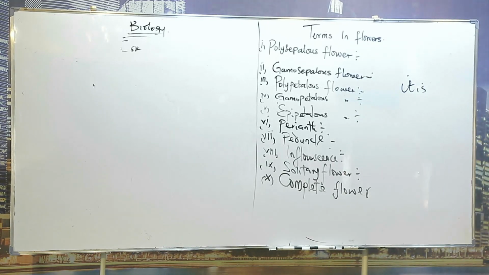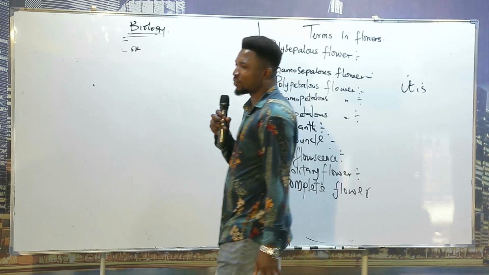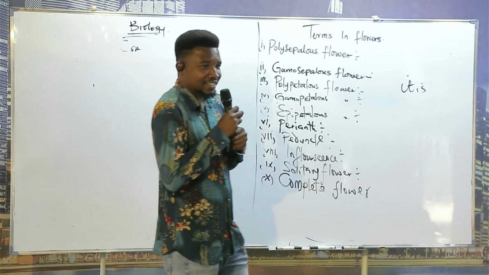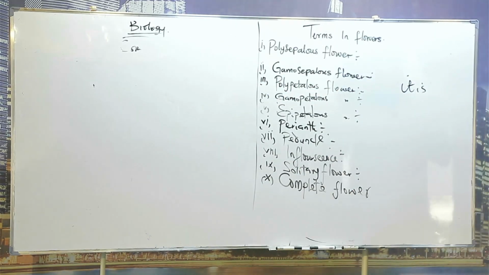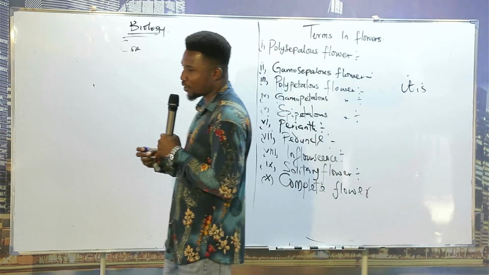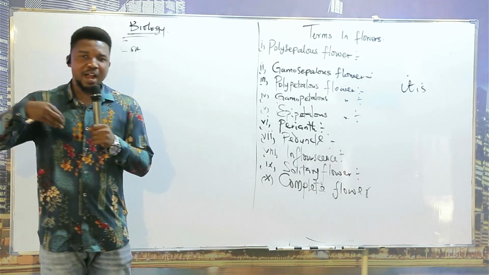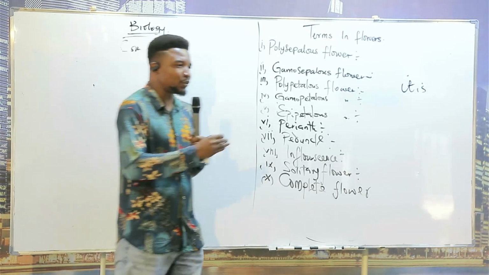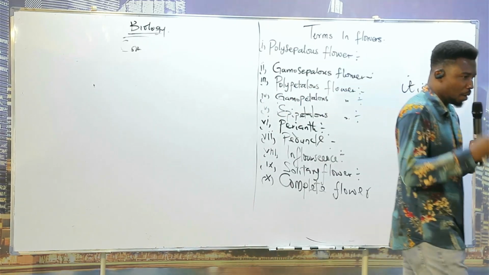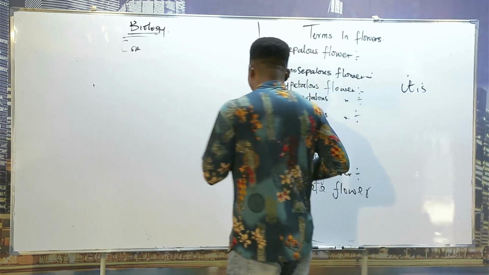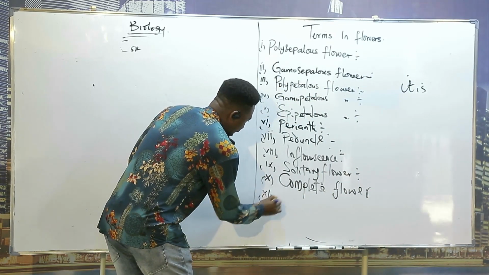Complete flower. What is a complete flower? Now, when we talk about complete flower, the flower is complete. How? Because it has the four floral parts. So the gynoecium is there, the androecium is there, the calyx is also there, and the corolla. So the four floral parts of a flower are there. So any flower that has the four floral parts is what we call a complete flower. Can we write, please? Is what we call complete flower.